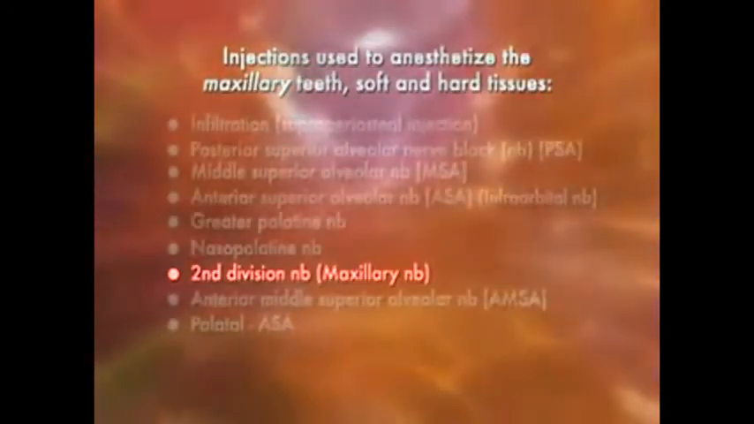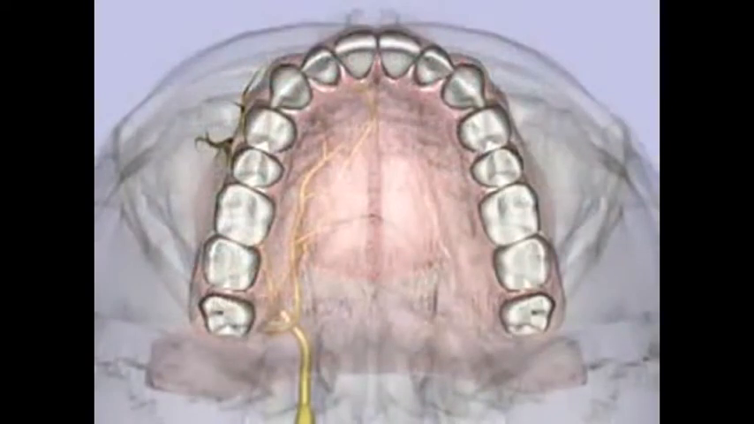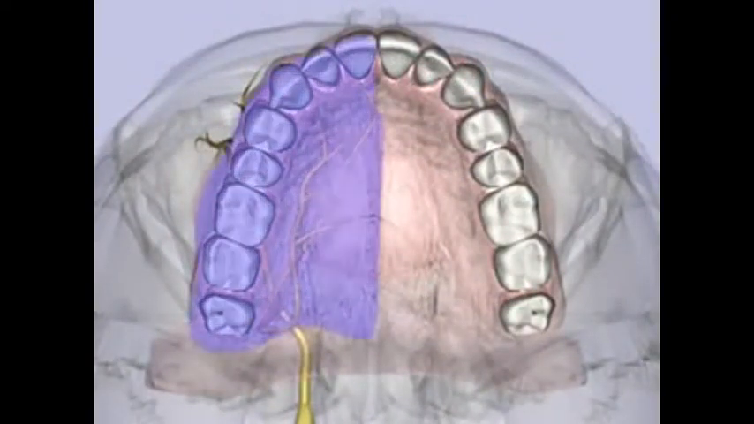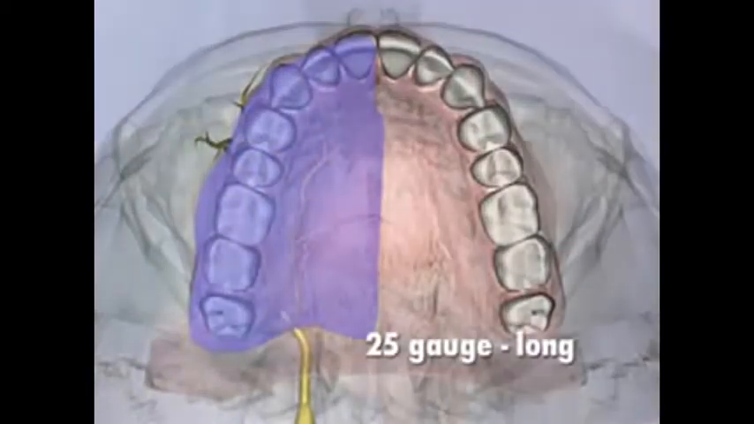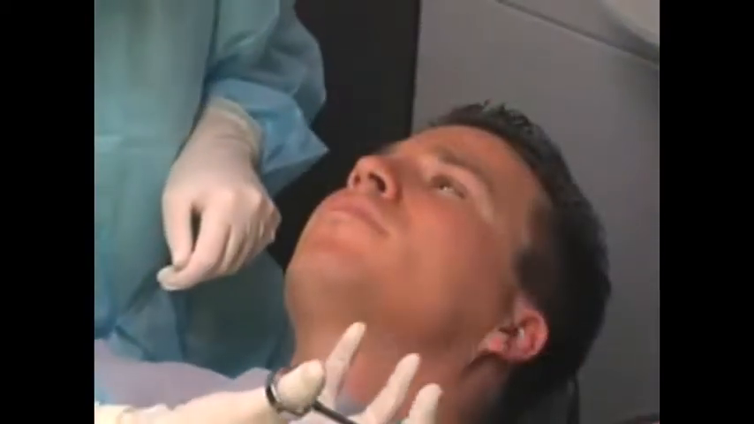The maxillary or second division nerve block provides pulpal anesthesia to the maxillary teeth on that side, the buccal soft tissue and bone overlying these teeth, the soft tissues and bone of the hard palate and part of the soft palate medially to the midline, the skin of the lower eyelid, the side of the nose, the cheek, and the upper lip. A 25 gauge long needle is recommended.